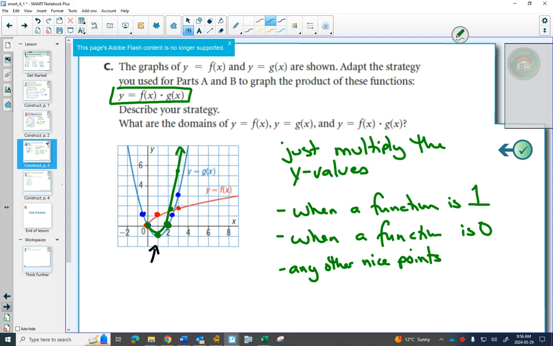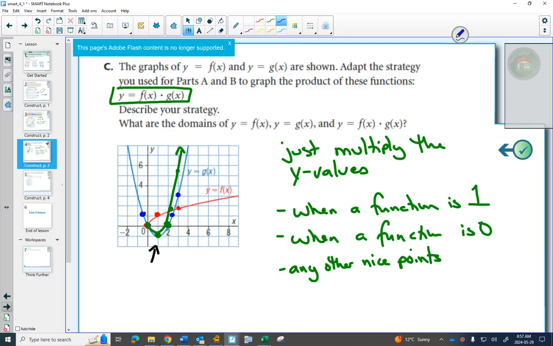I like using this idea of nice points. Even if they're not so nice, all we're doing is multiplying the y values. But when doing this, to get an idea of what the graph is, we need to see which values we can multiply the easiest. And definitely when something is 1 or 0, that makes it the easiest.